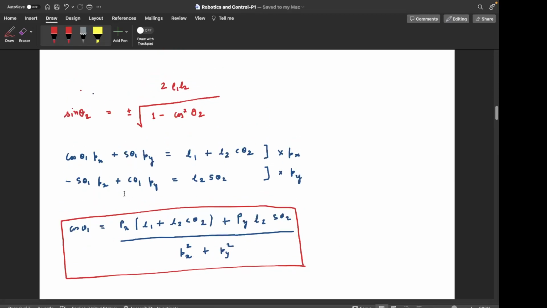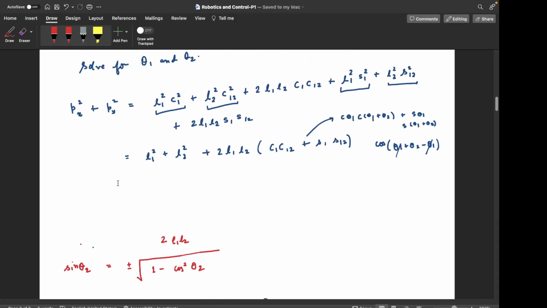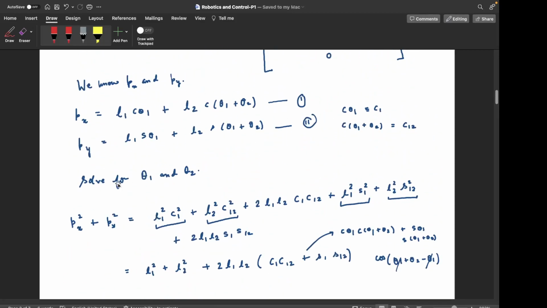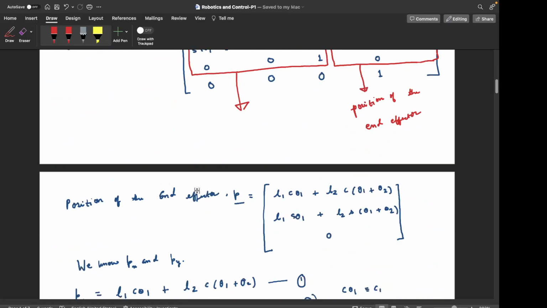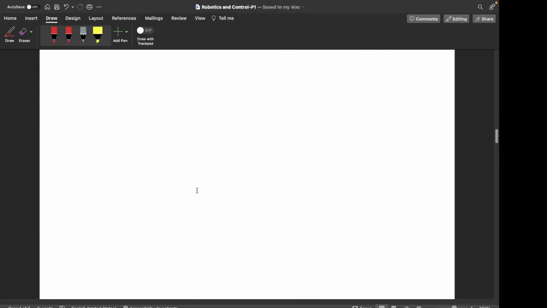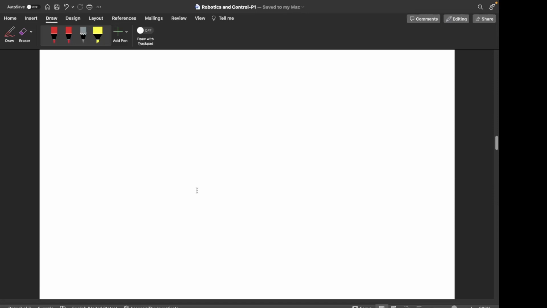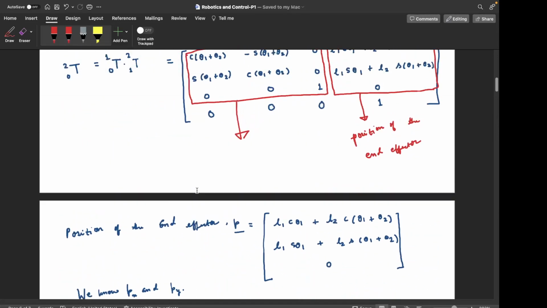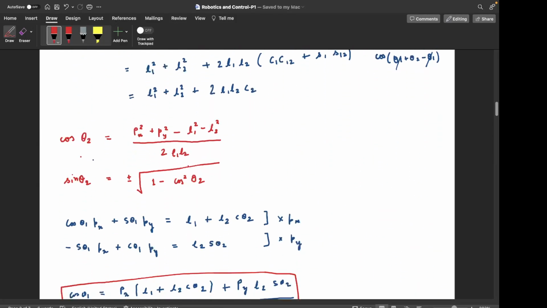So you have cos theta 1. Oh shit, wait. What the, oh man, things have got erased. What was here? Here was orientation of the end effector. Yeah, now it's fine.